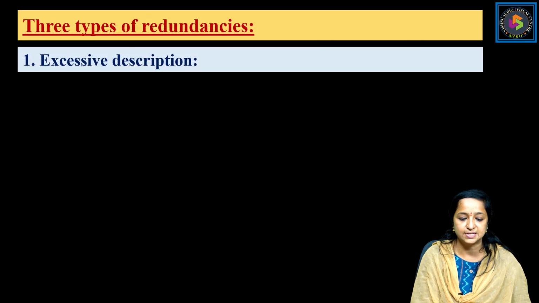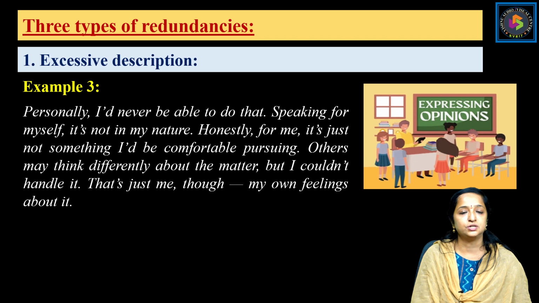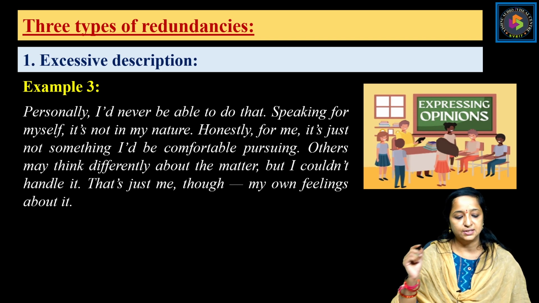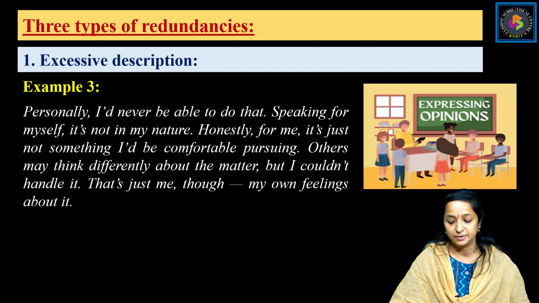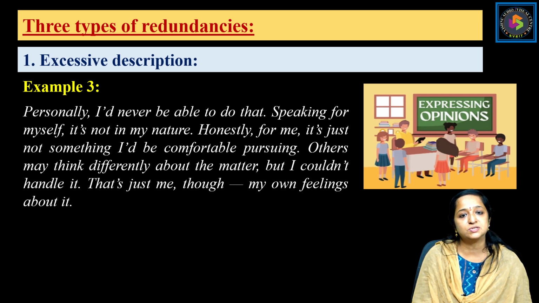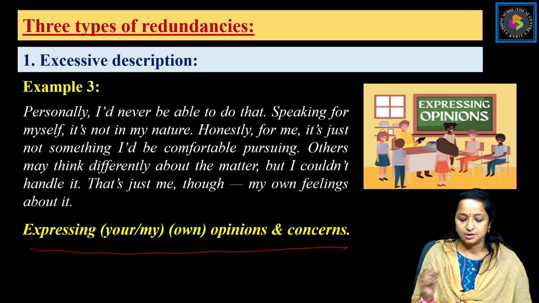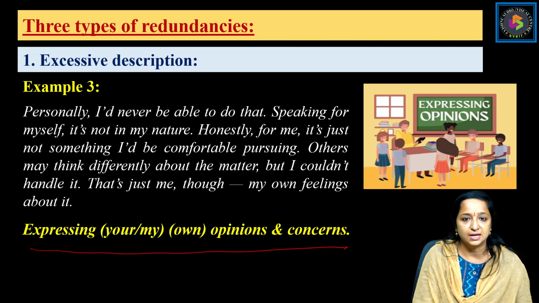Then let us go with the third example, that is, personally I would never be able to do that. Speaking for myself, it's not in my nature. Honestly, for me, it's just not something I'd be comfortable pursuing. Others may think differently about the matter, but I couldn't handle it. That's just me, though, my own feelings about it. So overall, when we see the sentence, it simply expresses our own opinions and concerns. So instead of writing this much of a paragraph, simply we can write, expressing our own opinions or concerns.